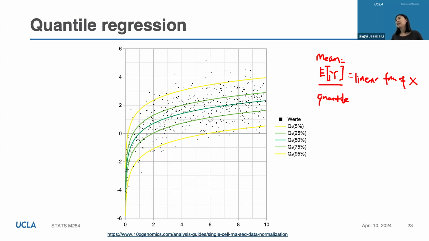So then you may ask, what are the advantages of doing quantile regression rather than mean regression? I would say the short answer is similar to when we use median instead of mean. Okay, when do we use median?